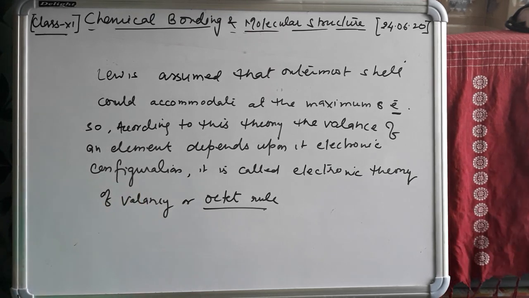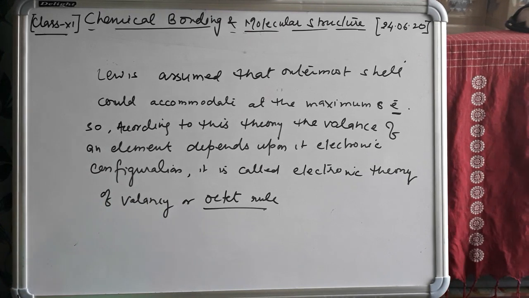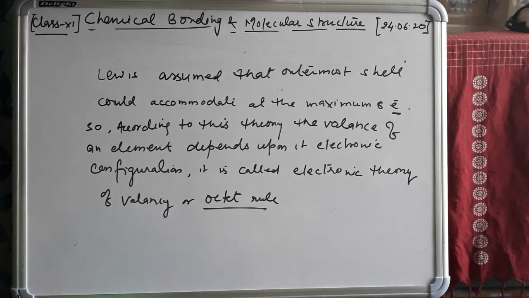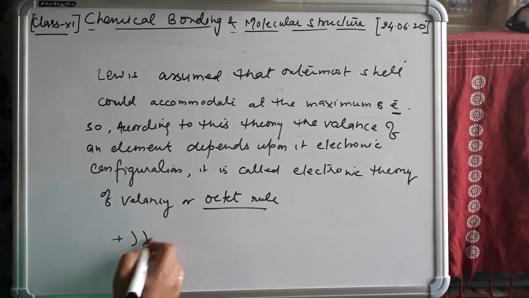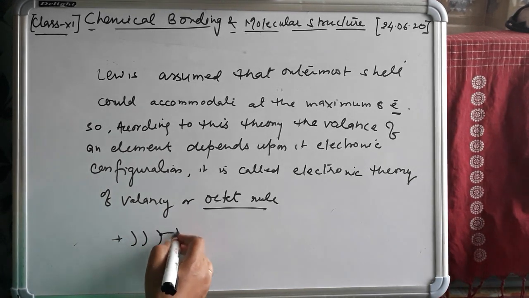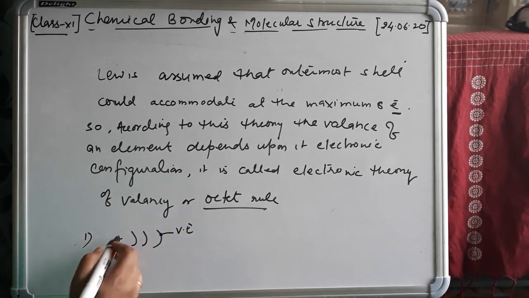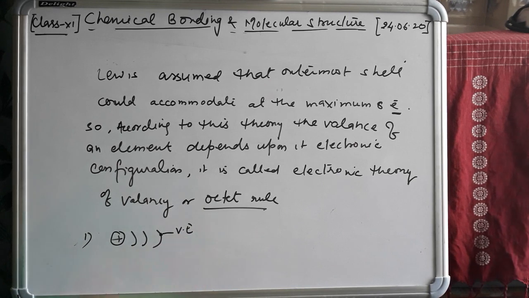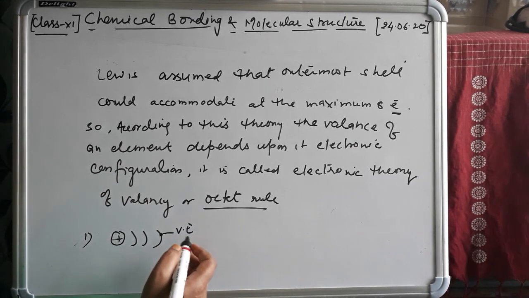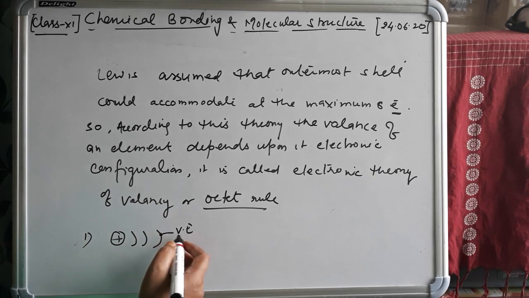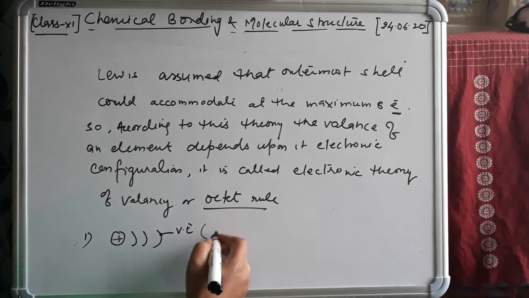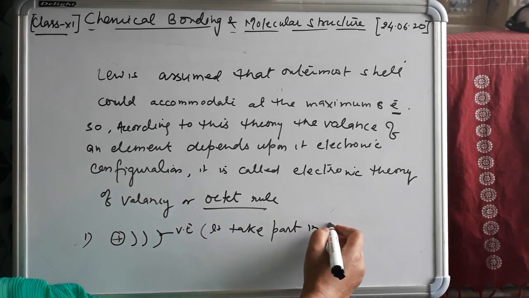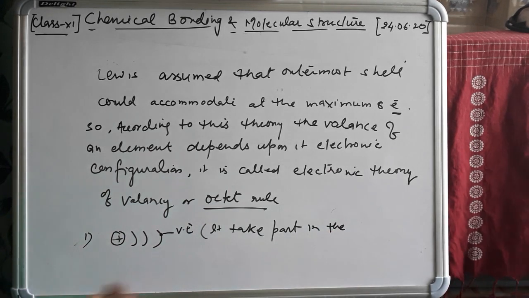The main point of this theory, students, is that the valency of an element depends upon its electronic configuration. That means the electrons present in the outermost shell take part in bond formation generally, and these electrons present in the outermost shell are known as valence electrons.